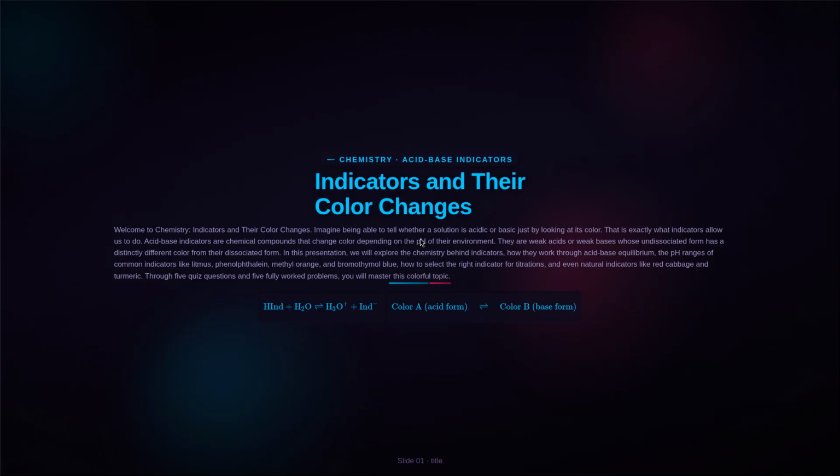In this presentation, we will explore the chemistry behind indicators, how they work through acid-base equilibrium, the pH ranges of common indicators like litmus, phenolphthalein, methyl orange, and bromothymol blue, how to select the right indicator for titrations, and even natural indicators like red cabbage and turmeric. Through 5 quiz questions and 5 fully worked problems, you will master this colorful topic.